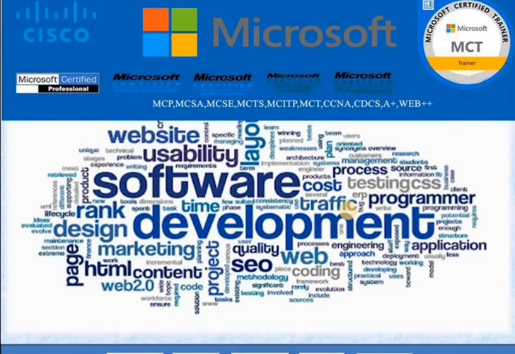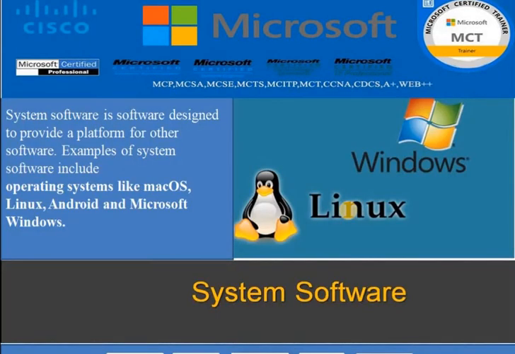Number one, software development. Easiest way. What can you do if you learn the C programming language? You can develop software. So what are the types of software that I am going to design or develop? Number one, system software. System software simply means the operating system, nothing else. System software is software designed to provide a platform for other software. That means on top of that platform, you will be able to use other software. For example, when you install the operating system, that operating system itself is the system software.